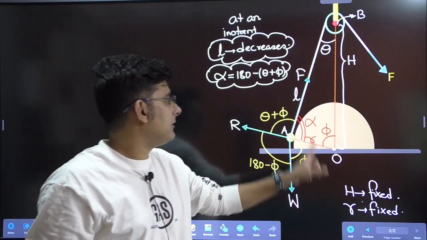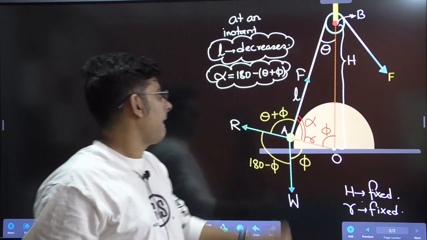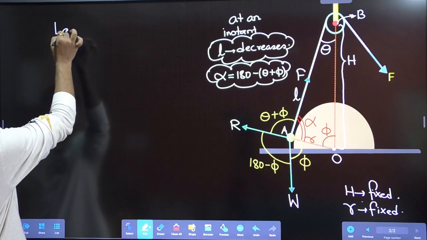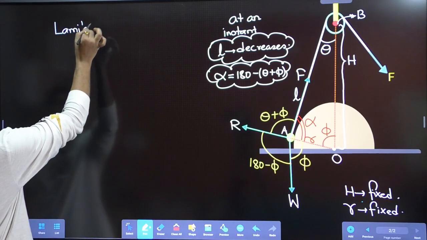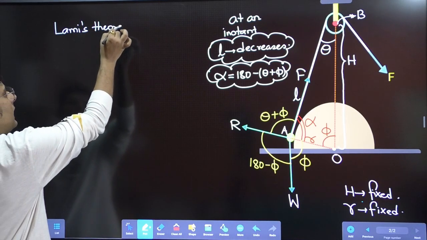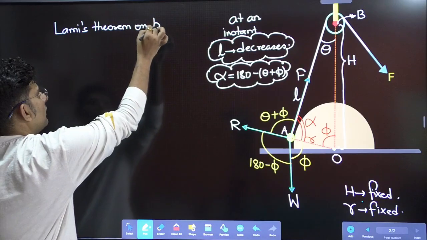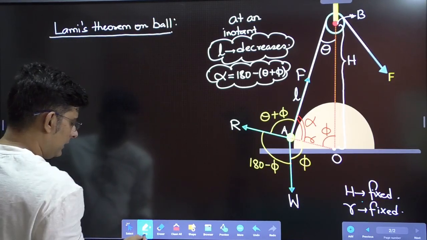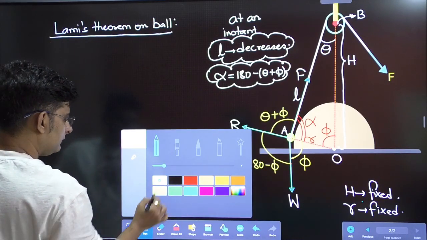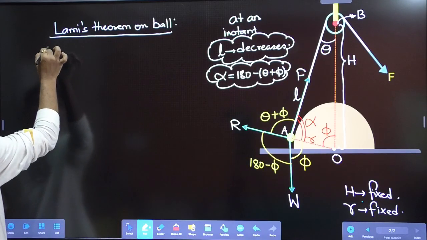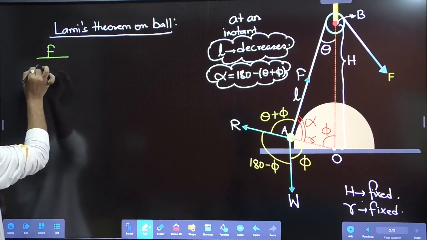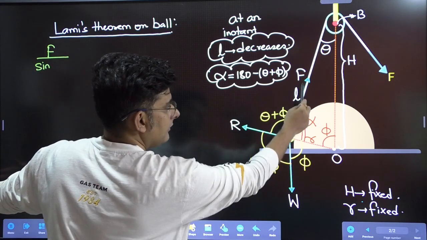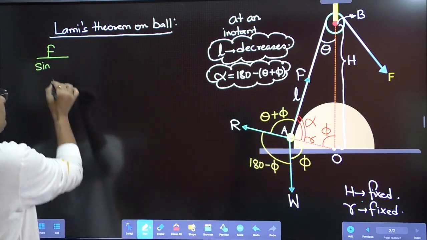H, R are fixed, L is variable. Now if I apply Lami's theorem, because three forces are acting and the ball is in equilibrium, so Lami's theorem on the ball, what we will do over here simply is take the first force F divided by sine, which angle? We have sine phi.